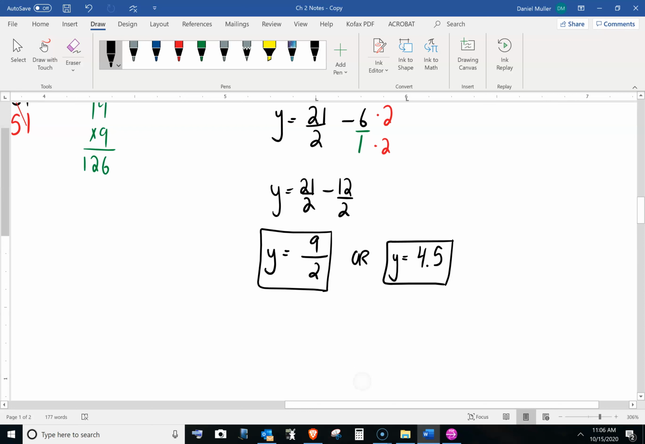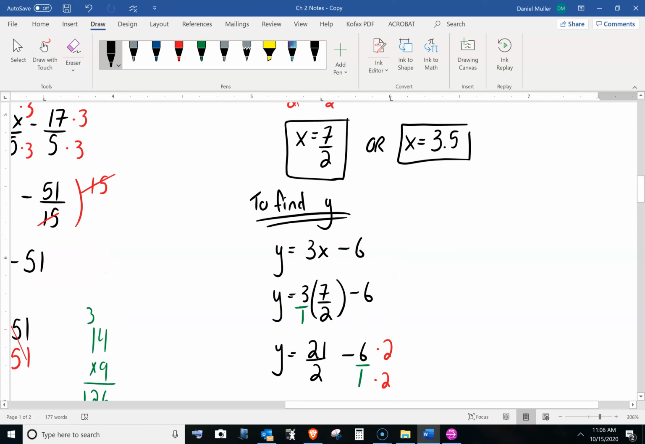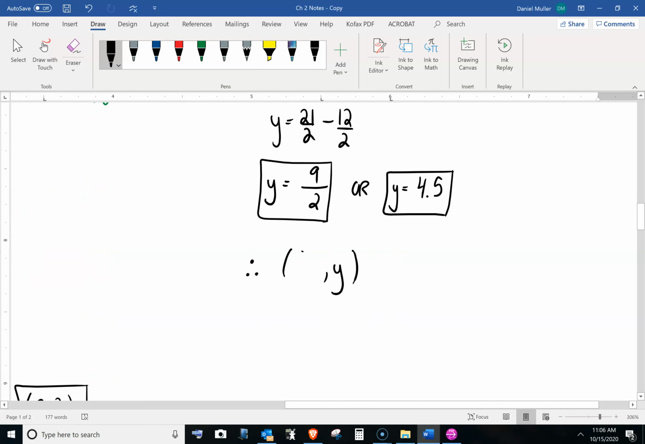So then we have, therefore, what is our point? Our x comma y. So our x was 3.5, which was 7 over 2, and our y was 9 over 2.